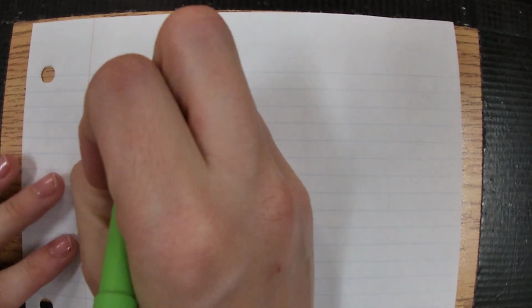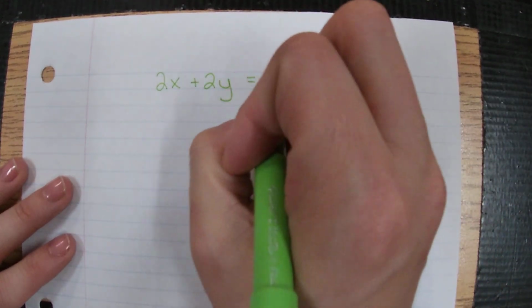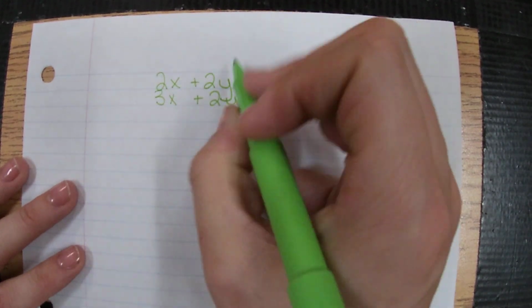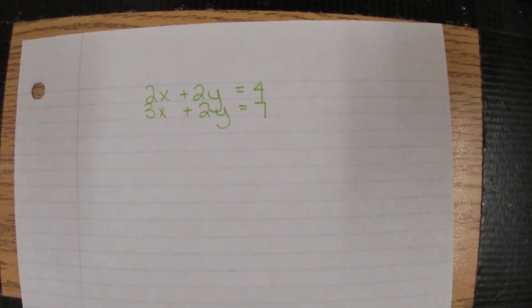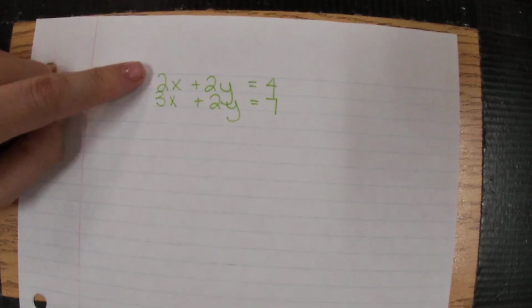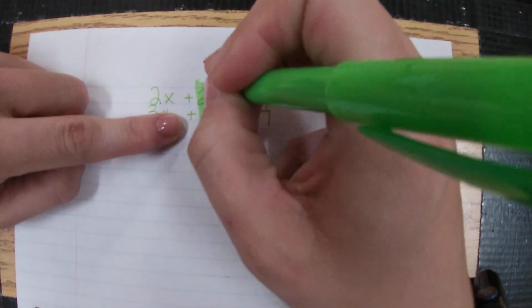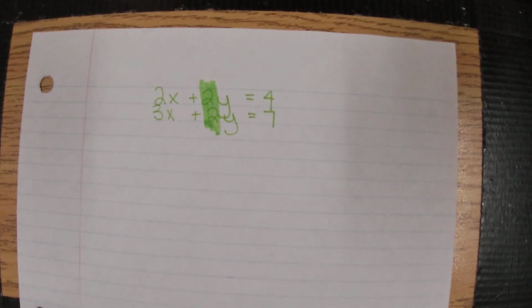Okay, so let's take a look at another example here. Let's say we have 2x plus 2y equals 4, and 3x plus 2y equals 7. So the first thing that we want to do is find where we see a matching coefficient. The x has a 2 and a 3, that does not match. The y has a 2 and a 2, so that matches. It could be the x or the y. It just so happened on both of those two right now that it's the y.